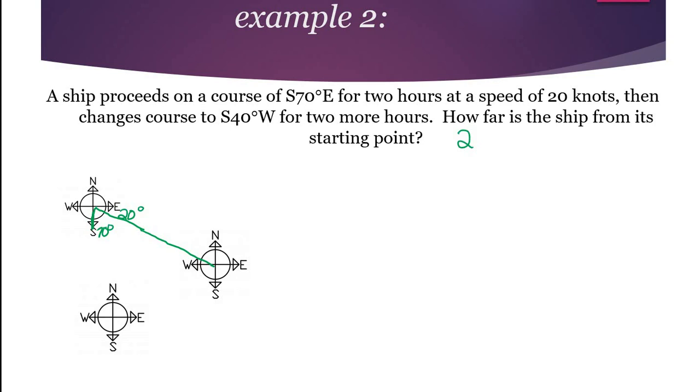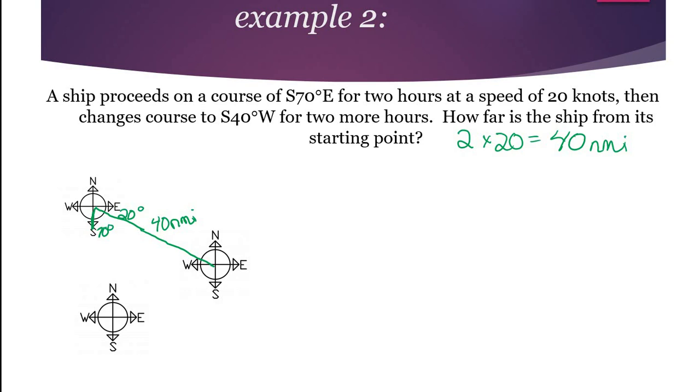So just like if it's miles per hour, if we were traveling for 2 hours at 20 miles per hour, we would just multiply those together and we get how far we went. And because it's in knots, we're in nautical miles. So we are 40 nautical miles.